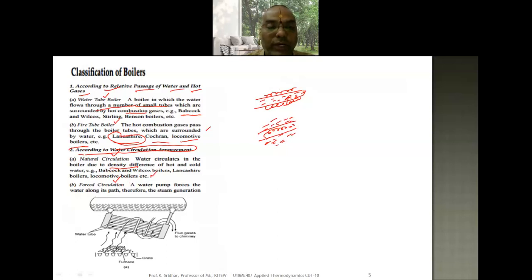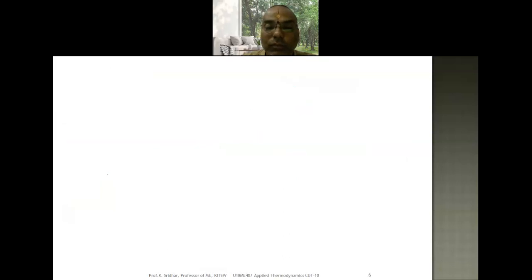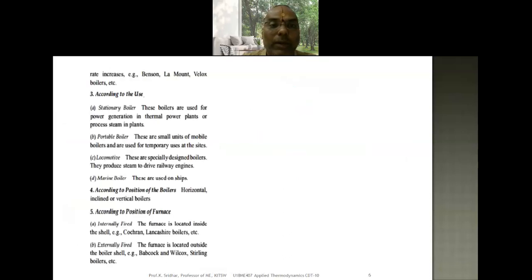Coming to the second category, the forced circulation, we are forcibly creating the circulation of the fluid flow. In this category, we have the Benson boiler, Lamont boiler, and Wilcox boilers as examples of forced circulation boilers. The next classification is done according to the usage. According to the usage, these are classified into stationary boilers. Almost all thermal power plants are examples of stationary boilers.